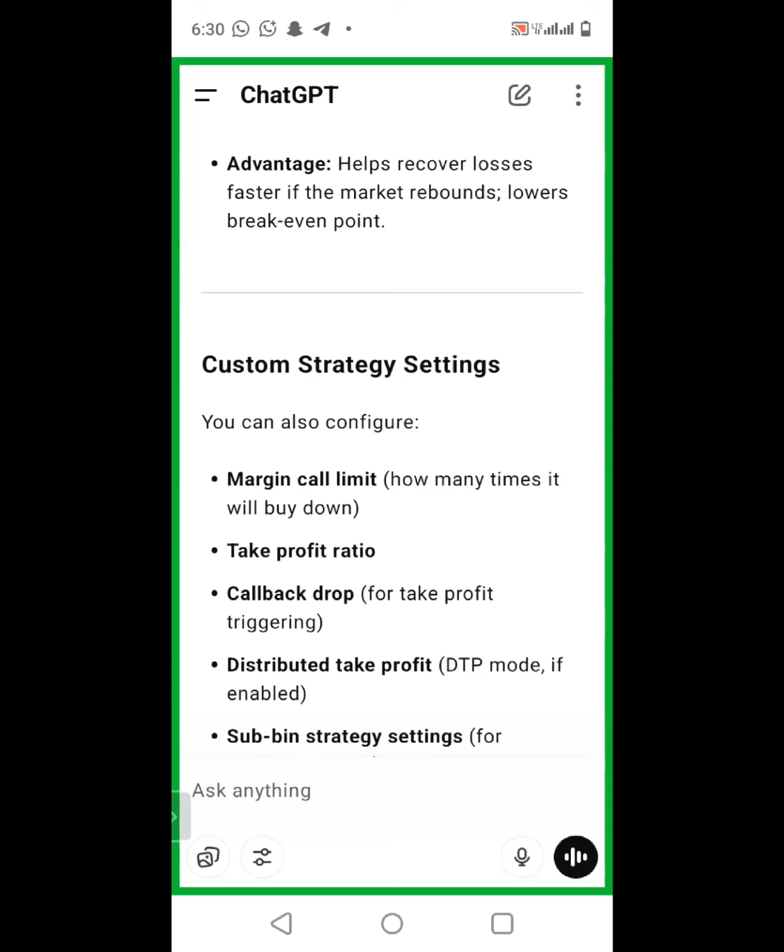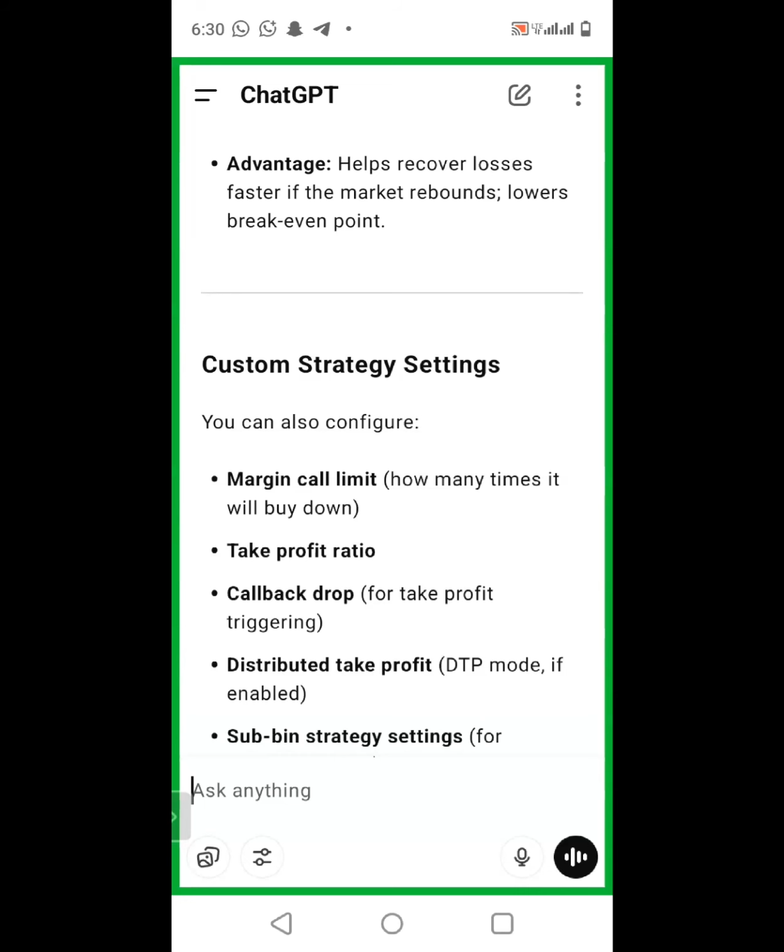Some people see margin call on their robot settings and they don't understand it. In simple language, it means how many times you want the robot to buy for you when the price of that coin is dropping. Or we can say, when the market is dropping, how many times you want the robot to buy for you at a cheaper price. So that is what we call the margin call.